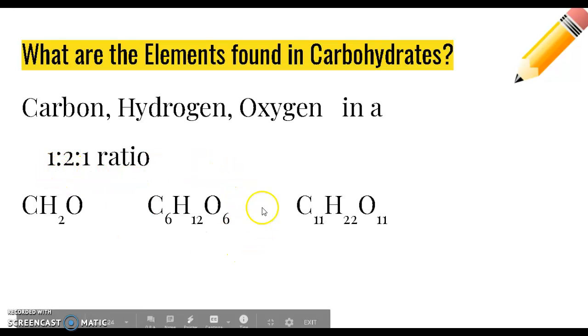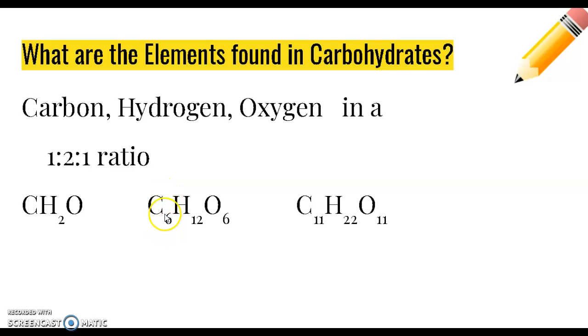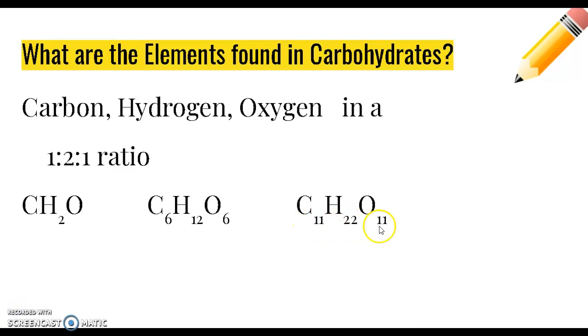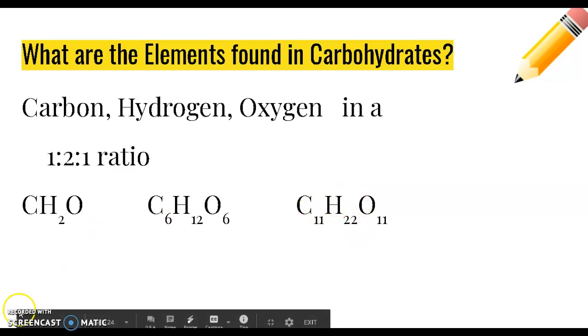So if you look at the chemical formula for a carbohydrate, this is the chemical formula for glucose. We have 6 carbons and 6 oxygens. So that's a 1:1 ratio of carbon and oxygen. They are equal. And then we have twice the amount of hydrogens. So 12 hydrogens. Same with this carbohydrate molecule. We have equal amounts of carbon and oxygen and double the amount of hydrogens. So that's a 1:2:1 ratio.